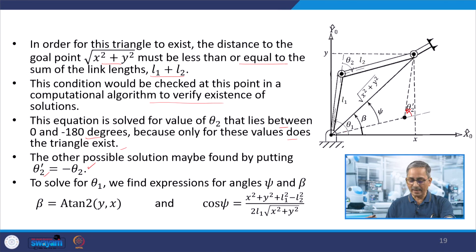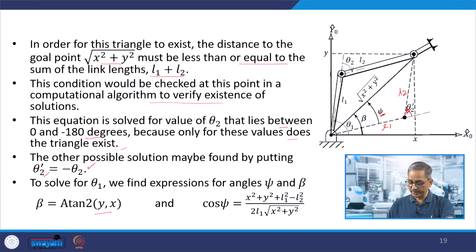And once I have got the value of theta 2, I can try to find the value of theta 1. How can I do that? Let us see here what this angle beta is. I know x and y, so I can get beta as arctan 2 of y, x. And what will this angle psi be? I can get psi by again applying the cosine law. So, it is the square root of x square plus y square, whole squared, so it is this length, plus L1 square minus L2 square, divided by 2 L1. Remember, this is your L1 and this is your L2.